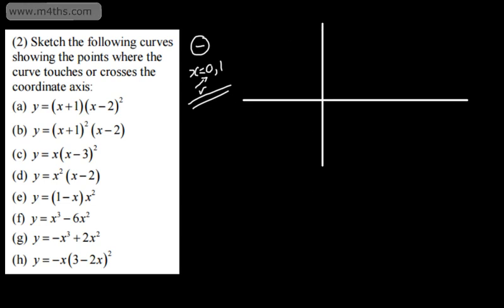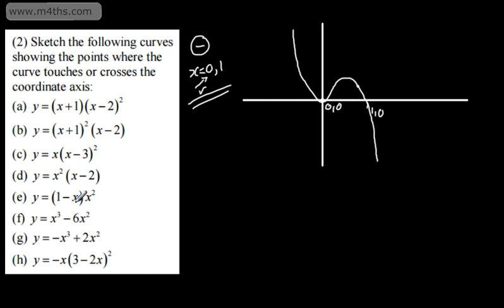So we need now to consider that this is going to start in the second and finish in the fourth. So we've got this point right here, 0, 0, and then we've got this point right here, which is going to be 1, 0. So what we do then, the repeated root is at the origin. We come round, we touch at the origin, back round like so, and then through the x-axis just here. That is y is equal to 1 minus x multiplied by x squared.